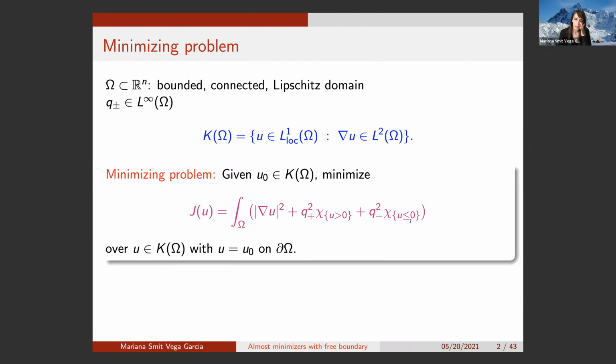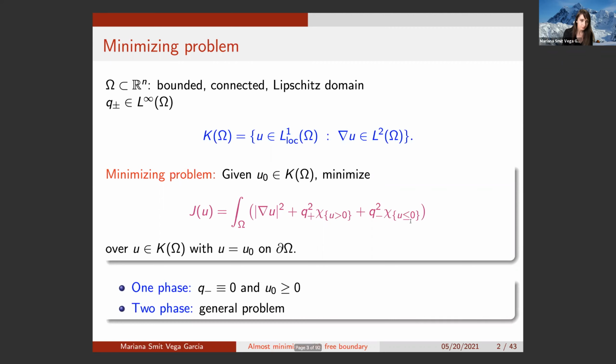So the minimizing problem is: given a boundary data u0, which lives in our set of admissible functions, I want to minimize this energy, which includes the gradient squared, but also includes the function q plus squared where our function u, the minimizer, is greater than 0, and q minus squared where u is less than or equal to 0. We want to minimize this energy among all functions in our admissible set which coincide with u0 on the boundary of the domain. This is related to many other problems that come from PDE, which are minimizers of an energy.